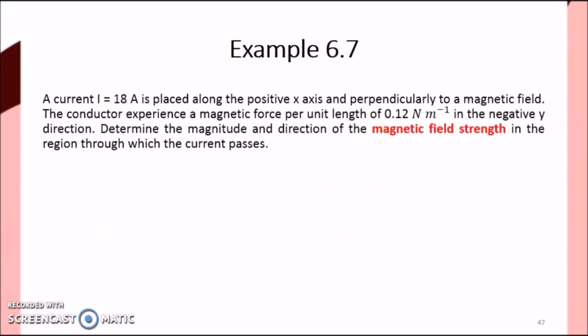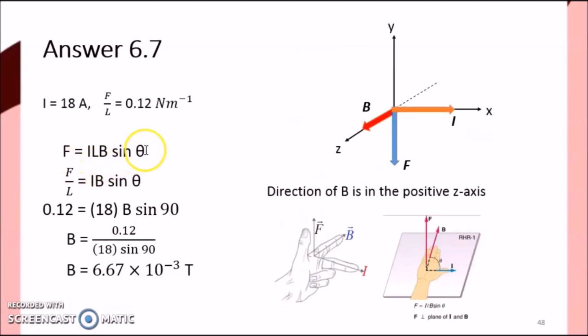By using the equation F equal to ILB sin theta, we bring L to the left because we have the value of force per unit length, which is 0.12. We substitute the current, the angle is perpendicular, so we will get the magnetic field strength. To determine the direction of the magnetic field strength, we use our left hand rule FBI, then we will get the direction of B.